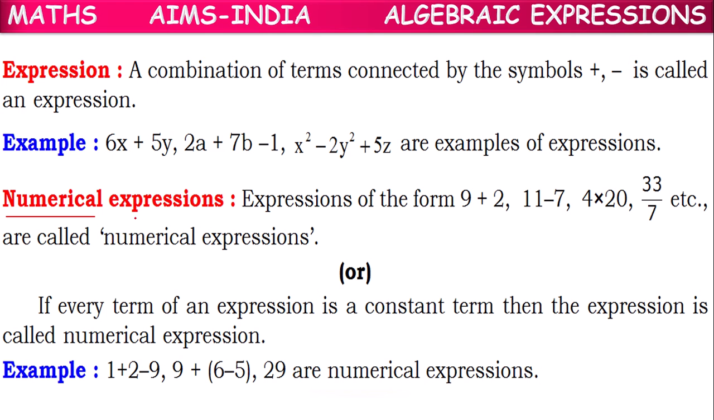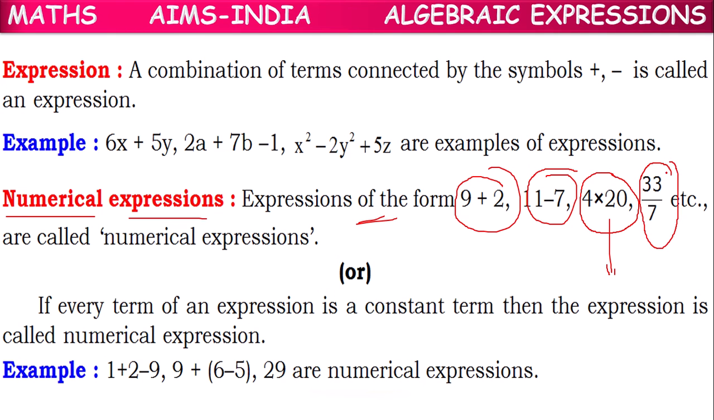Next, about numerical expression. In expressions, if they are in the form of 9 plus 2, 11 minus 7, 4 into 20, that means it's a single term. An expression having a single term. 33 by 7. These are all expressions without any literals or any variables. So these are all examples of numerical expressions.